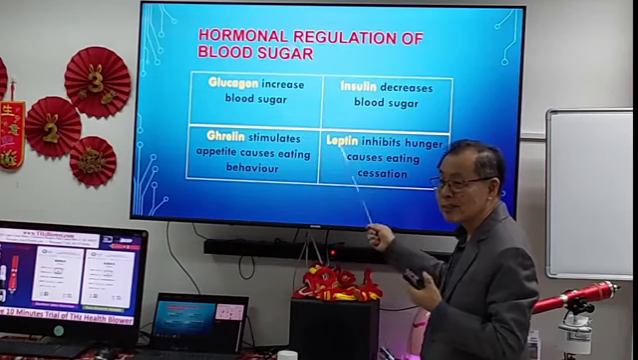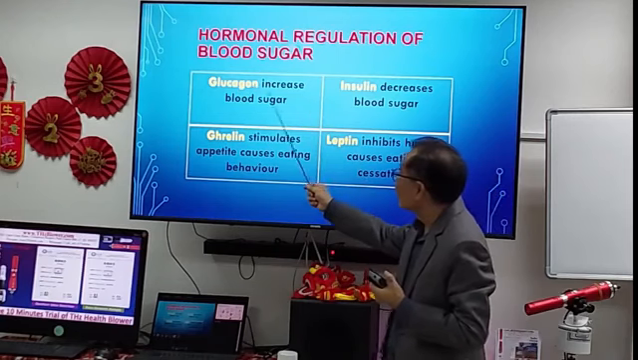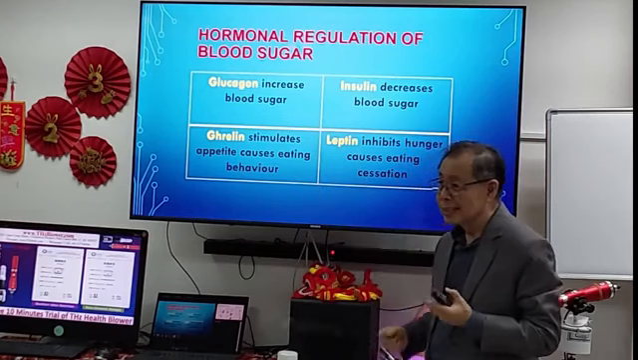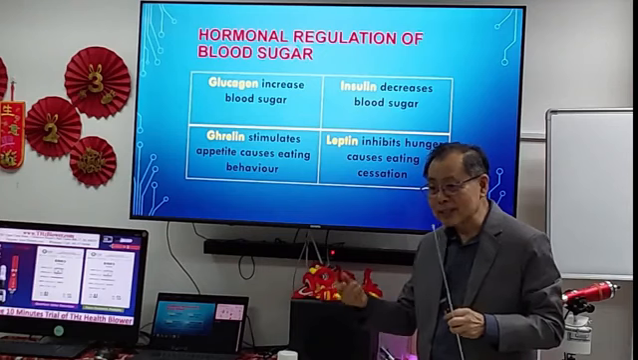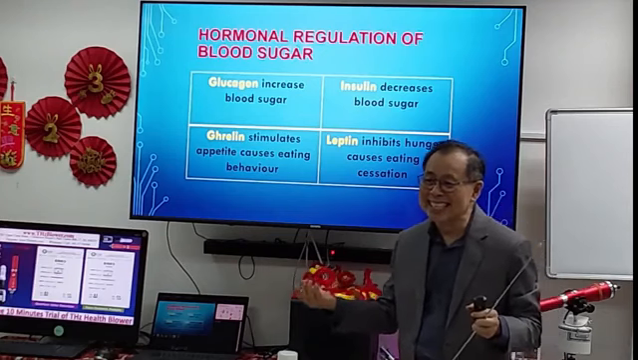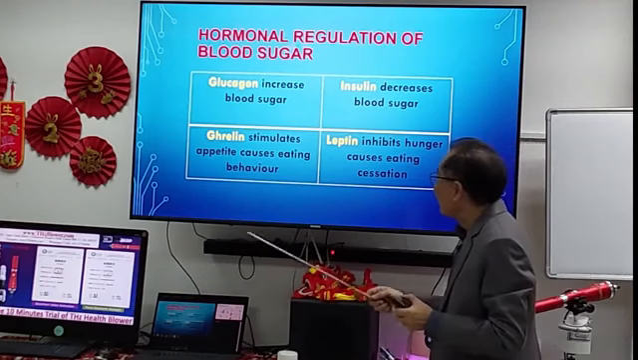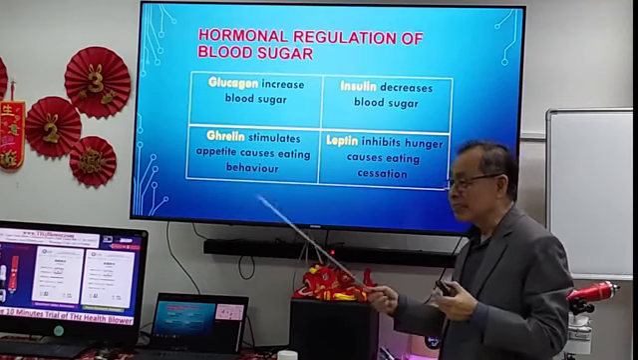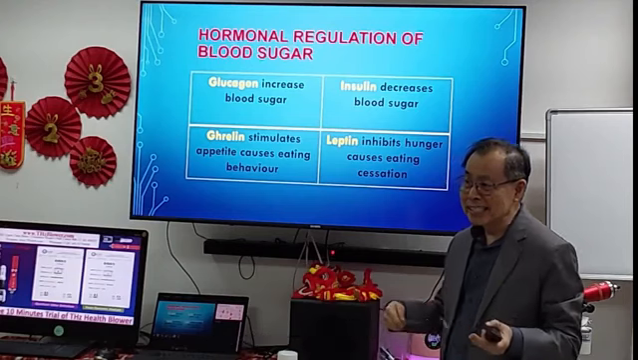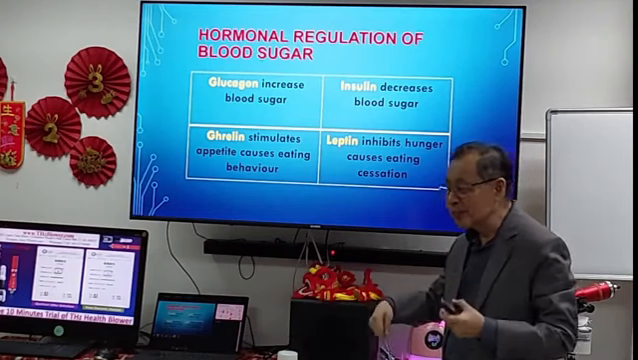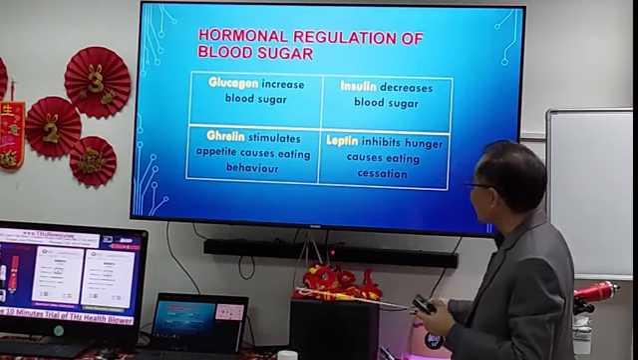We talk a lot about insulin. We don't talk about glucagon. Why? Because increased blood sugar is not a problem. Decreasing blood sugar is a problem. And how do you increase blood sugar? We know. Just eat. When you eat, you take food, and the food gets converted to glucose.